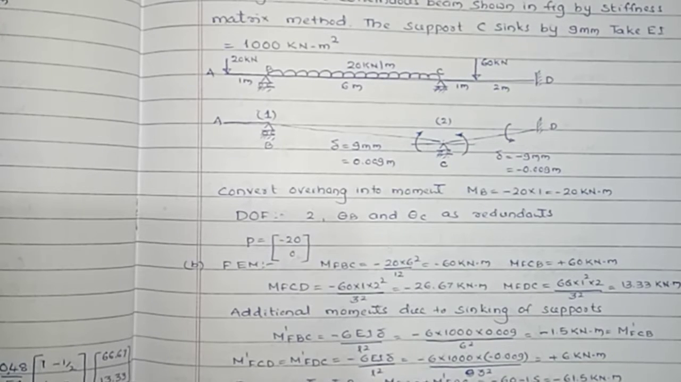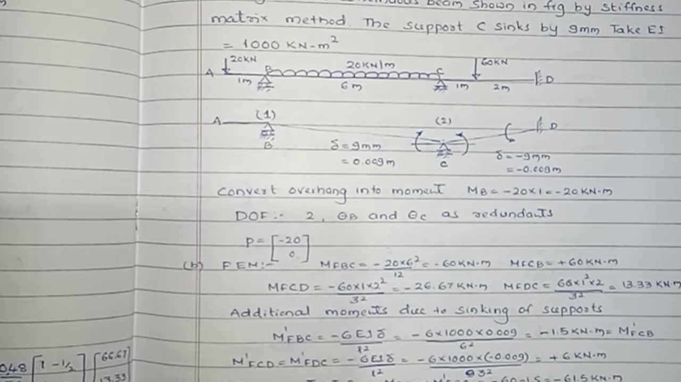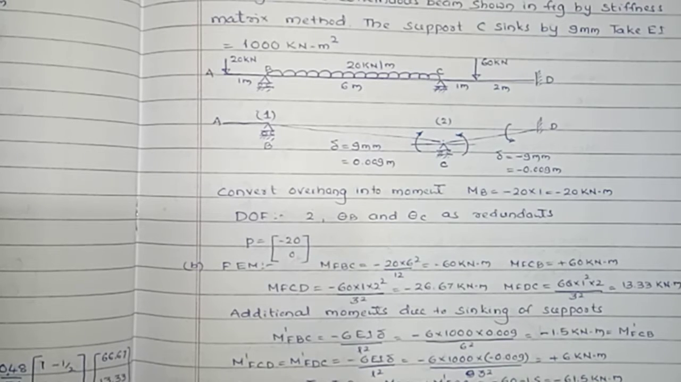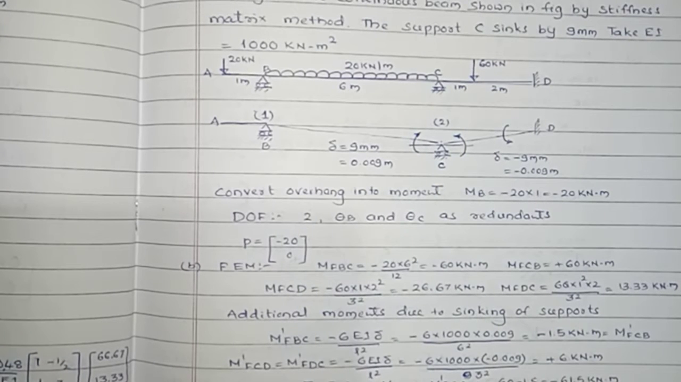Now A to B is overhanged. First we have to convert that overhanged portion into an actual moment. Here the load is 20 kN and the distance is 1 meter, and the moment about B is 20 into 1, that is anti-clockwise, hence that is minus 20 kN meter, which is acting at support B in the anti-clockwise direction.